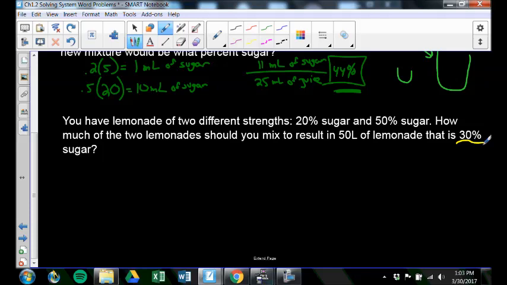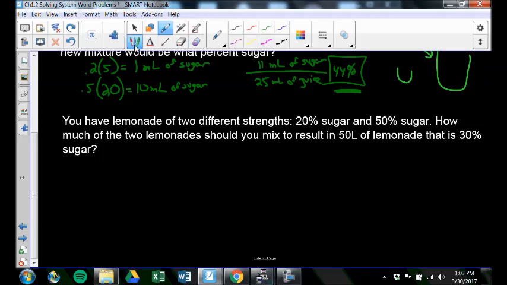Well, pause the video and think to yourself, am I going to need more of the weak stuff or more of the strong stuff? Answer that question first. You are going to need more of the weak stuff because halfway between 20 and 50 is 35. And since we're going closer to 20 than 50, we're not going to go quite halfway. We want more of the weak stuff. Had 30 been closer to 50 than 20, we would have wanted more of the strong stuff. So when we're done, our answer should have more weak stuff, 20%, than strong stuff.